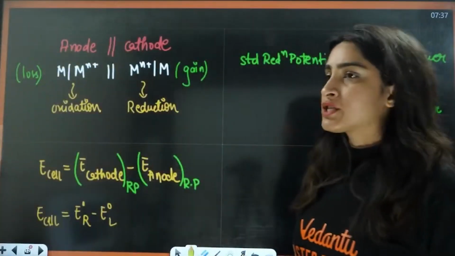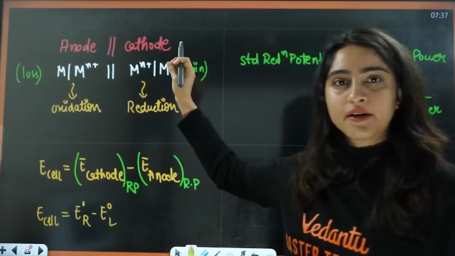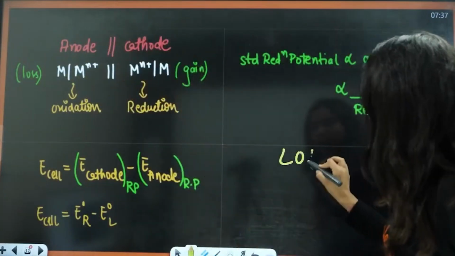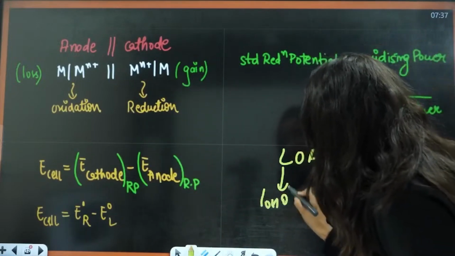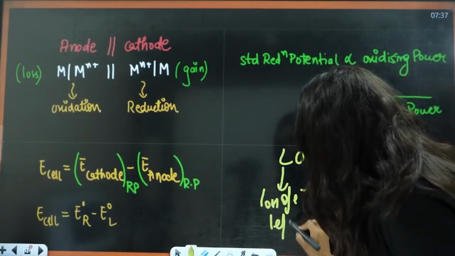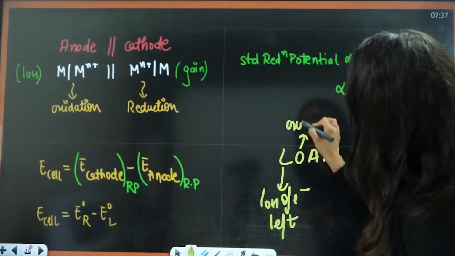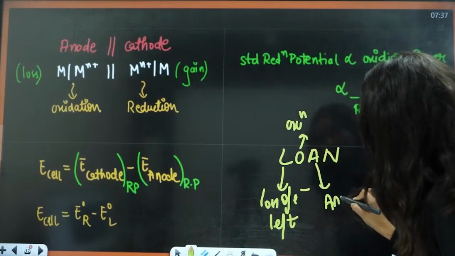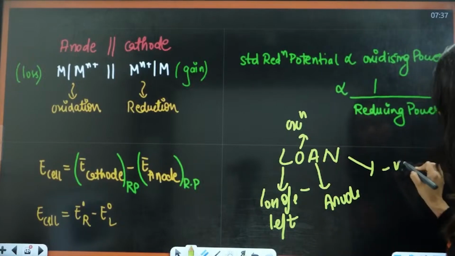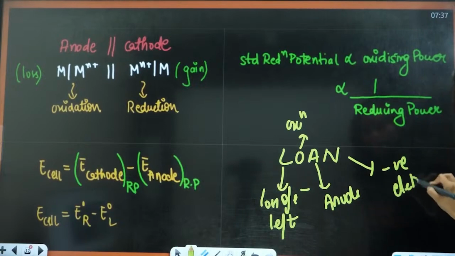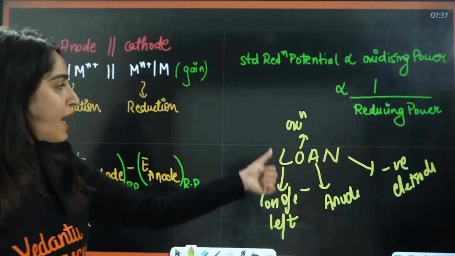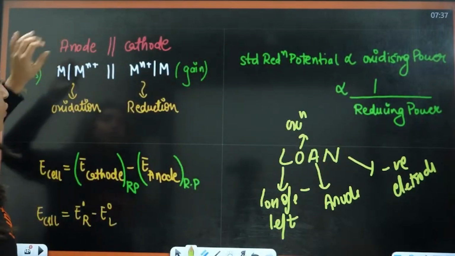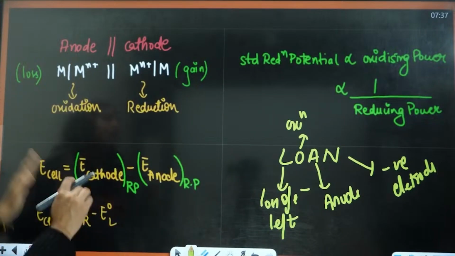In representation, always remember this is the oxidation half cell, and this is reduction. This is LOAN: you can say loss of electron, this is loss of electron, or you can say left side, this is oxidation, this is anode, and this is negative electrode. These things are very important for you. Left side is oxidation, that is anode. Here you will have loss of electron.